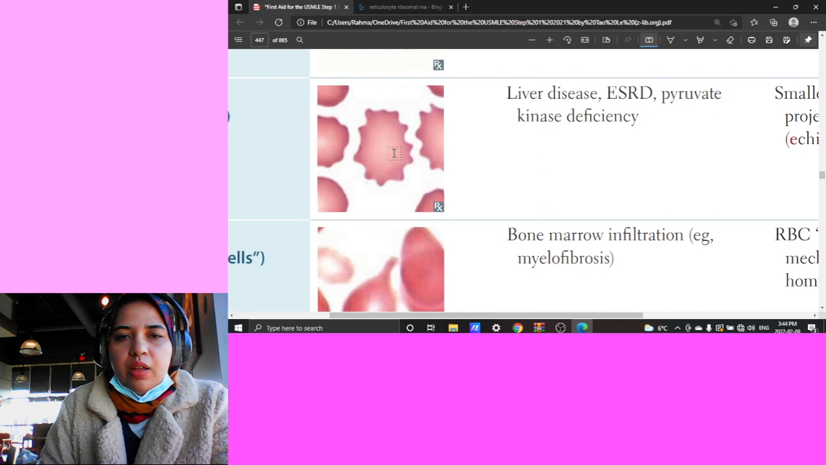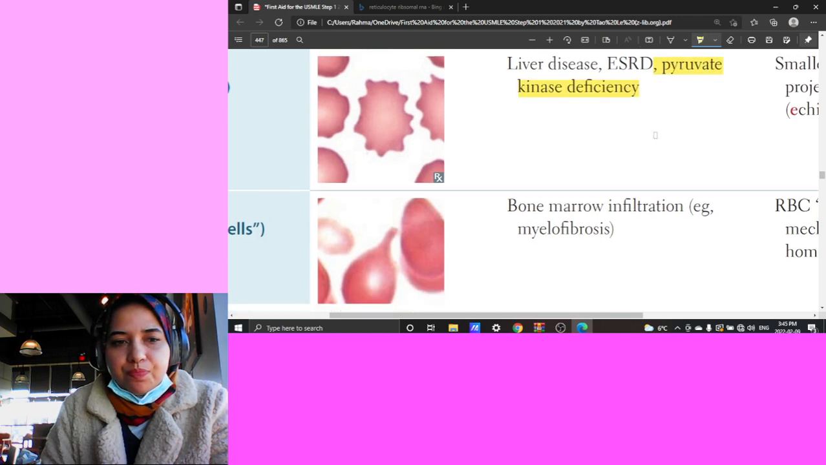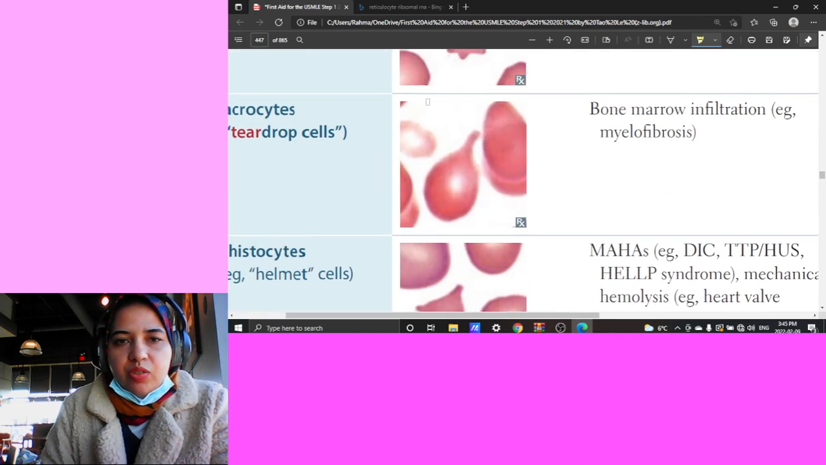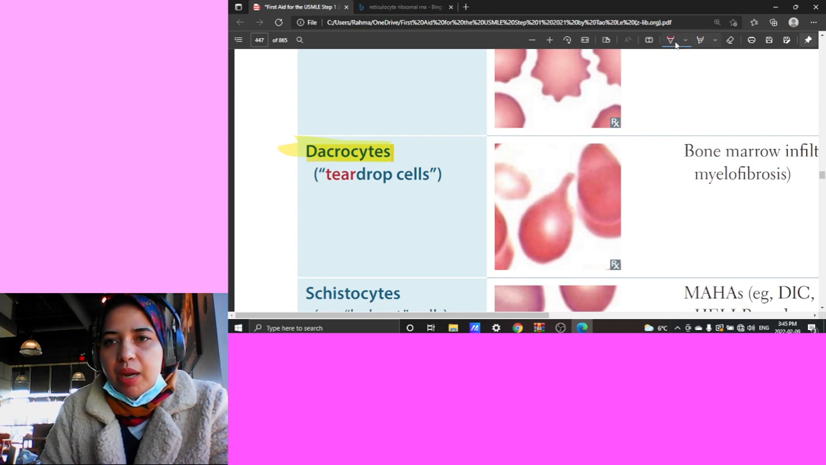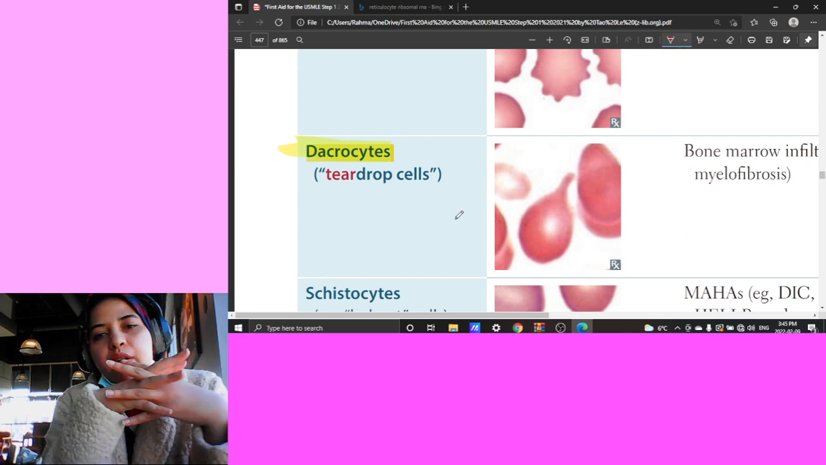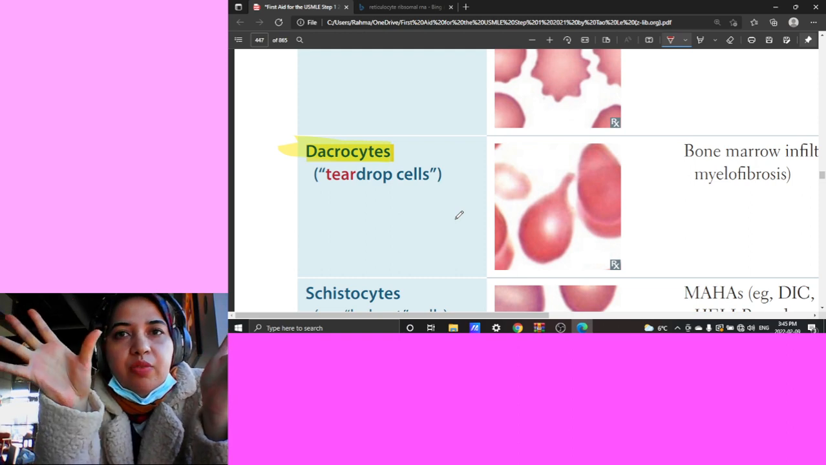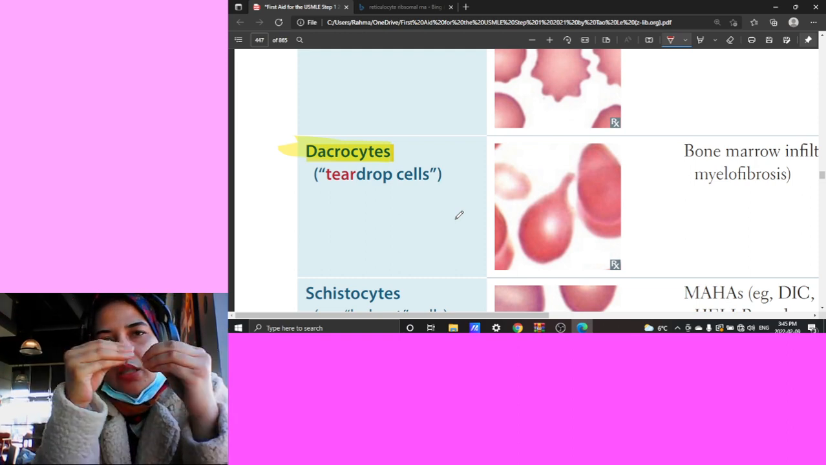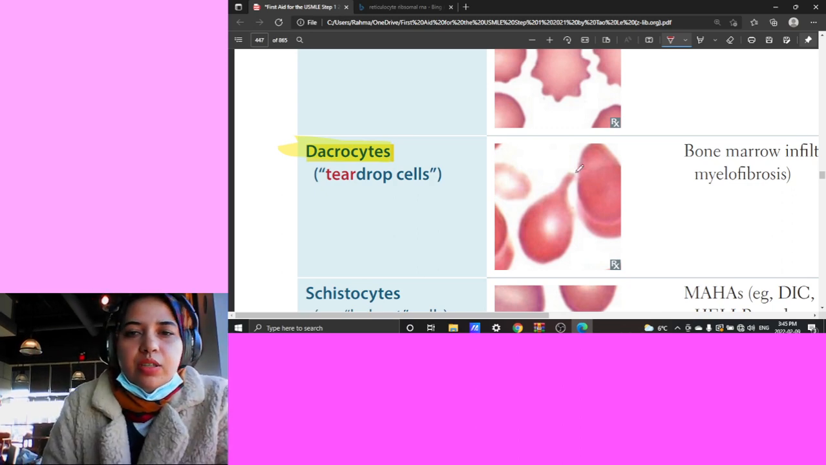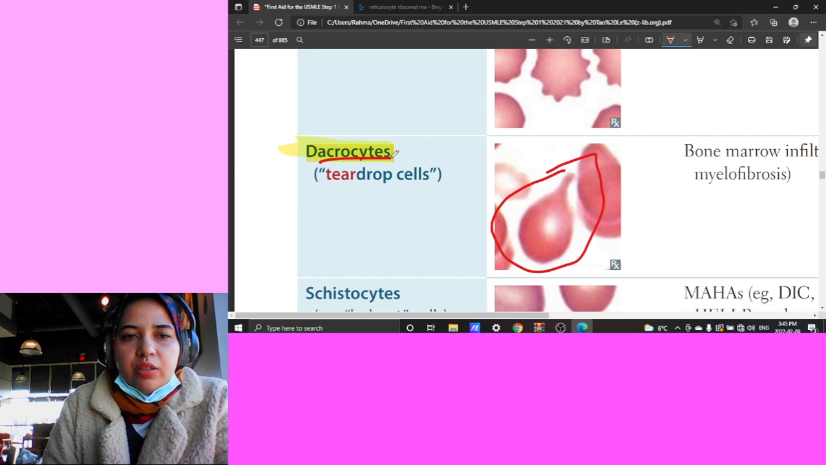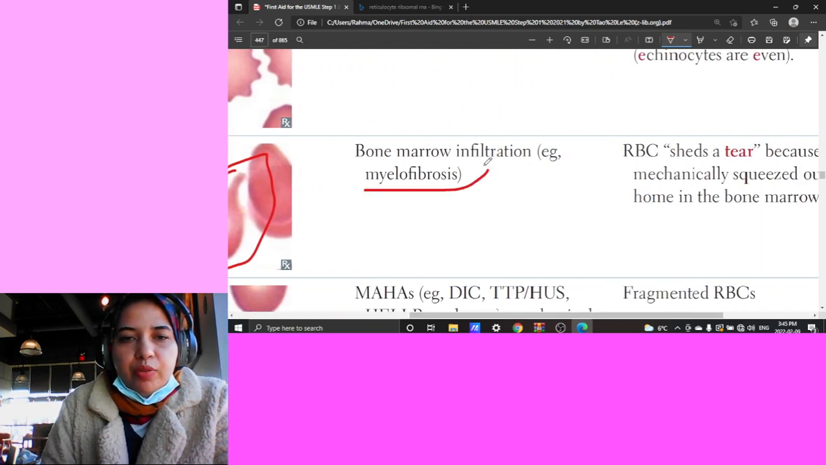Now you have these burr cells, which are important because these are seen in end-stage renal disease and in pyruvate kinase deficiency. The next cell is these teardrop cells called dacrocytes. So what's going on here? Remember that the RBCs come out of the bone marrow, right? So if my bone marrow is filled with stuff, like it's infiltrated, now the RBCs need to squeeze themselves out of it. That squeezing is going to cause that tear shape that you see there. So this is the tear shape dacrocytes, and we see that in myelofibrosis.